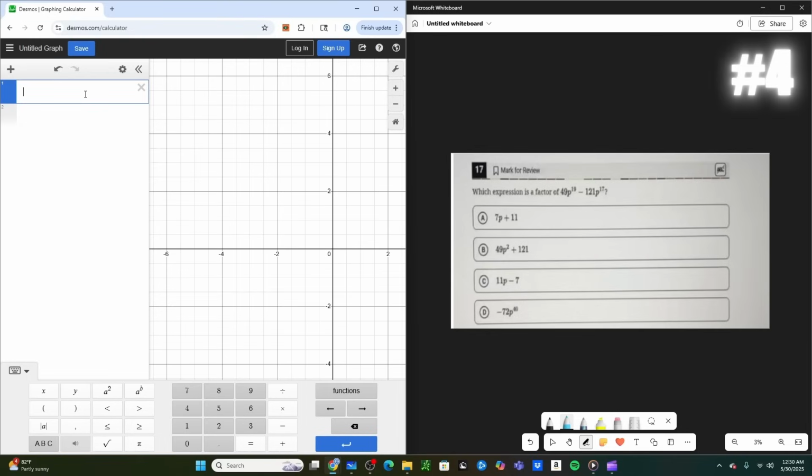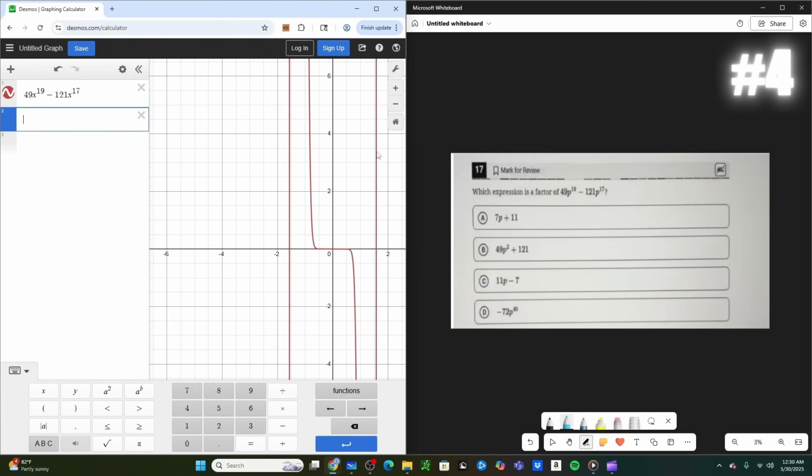Which means we can say 49x to the power of 19 minus 121x to the power of 17. Now, which expression is a factor? Well, any of these expressions, if set to 0, will give us a solution. And if that solution it gives us is also a solution for this actual equation, right? And a solution, again, is the x value when something equals 0, right?